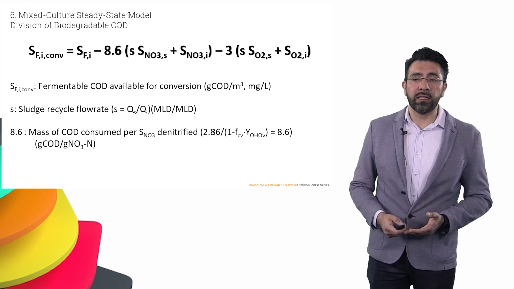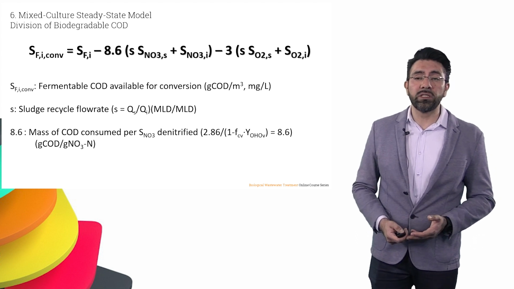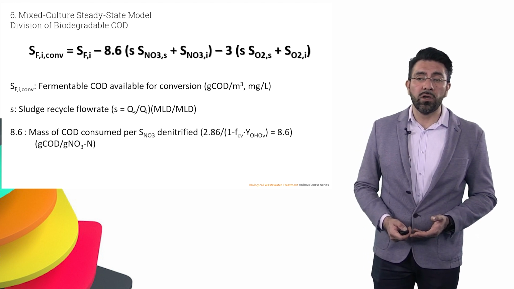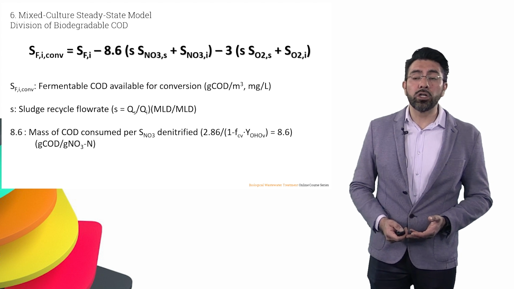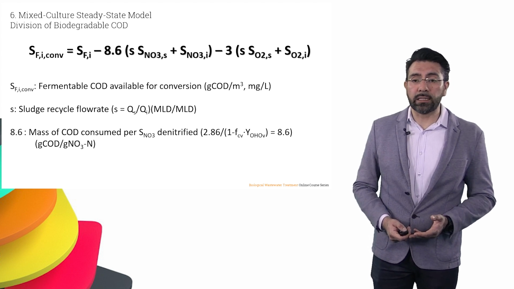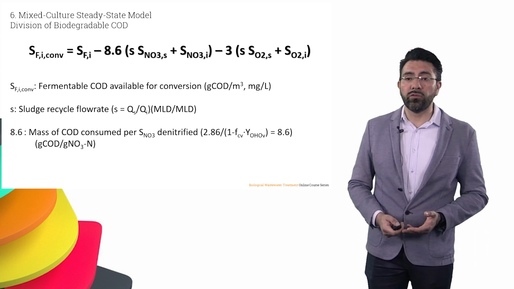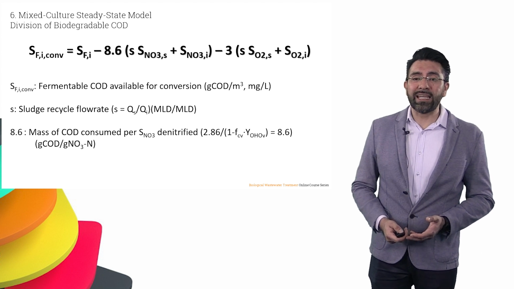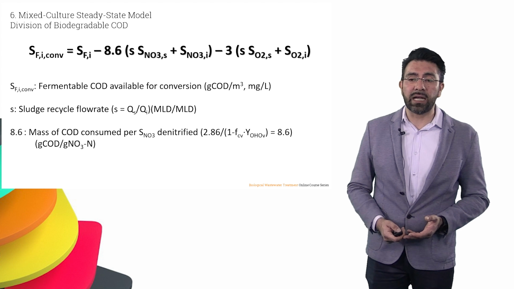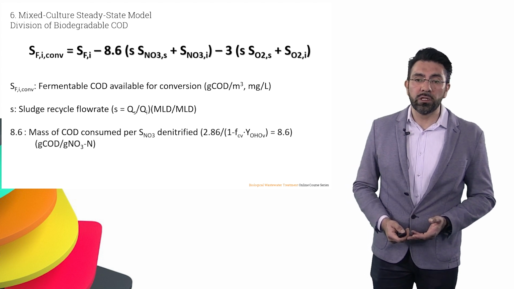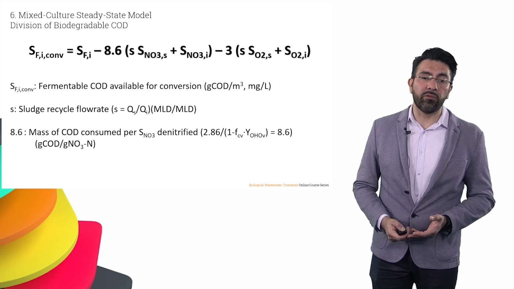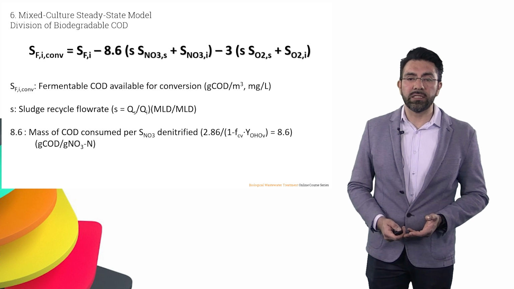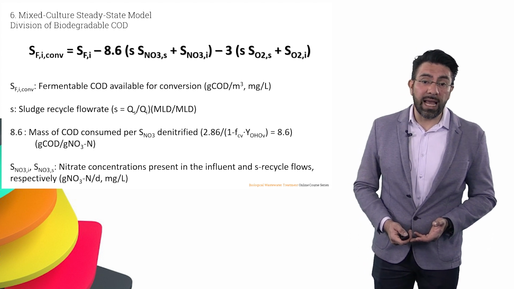It is obtained by dividing the 2.86, that is the grams of oxygen that can be replaced per gram of nitrate, by this factor of 1 minus FC y OHOs. This is because it depends directly on the catabolism of the OHOs. By doing this calculation, we can see that approximately 8.6 grams of COD are consumed per every gram of nitrate when the OHOs are utilizing the nitrate.